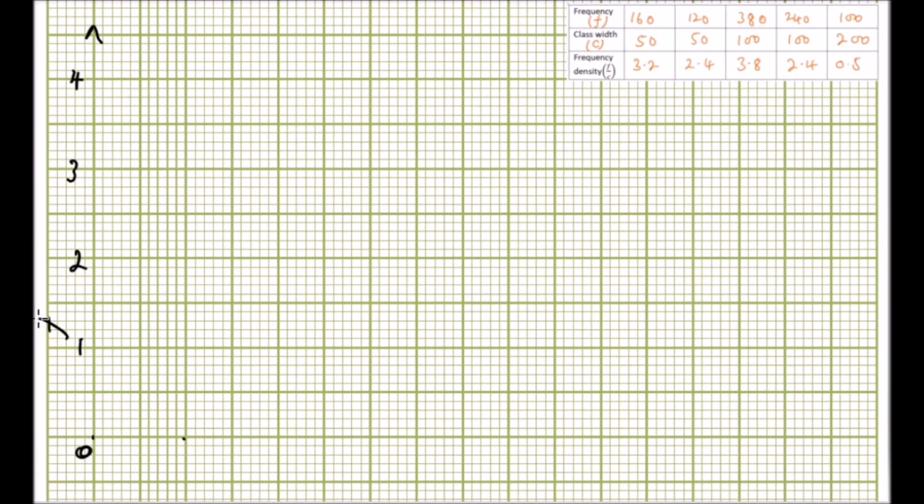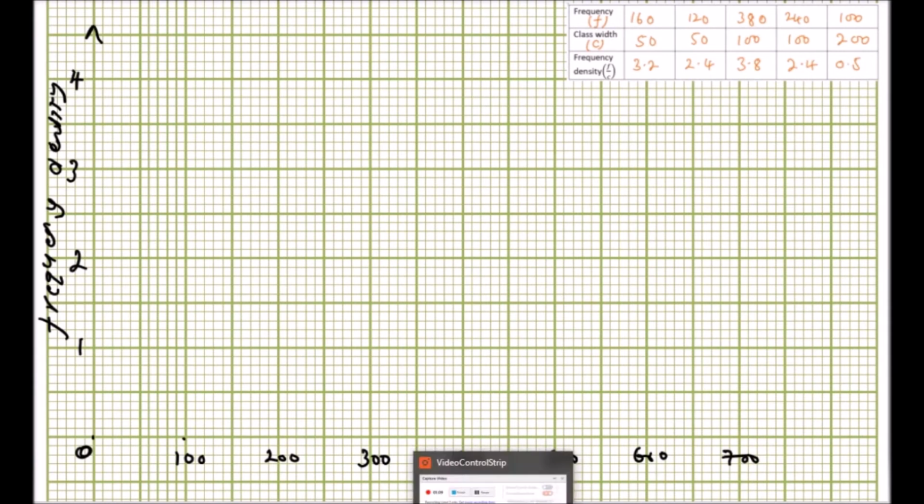So we have, this is frequency, that is frequency density. This is density. Then here we are going to plot the number of workers. So we start with 100, we come to 200, we come to 300, 400, 500, 600. I think they don't exceed that, but we can say maybe 700, no problem. This is the number of workers.